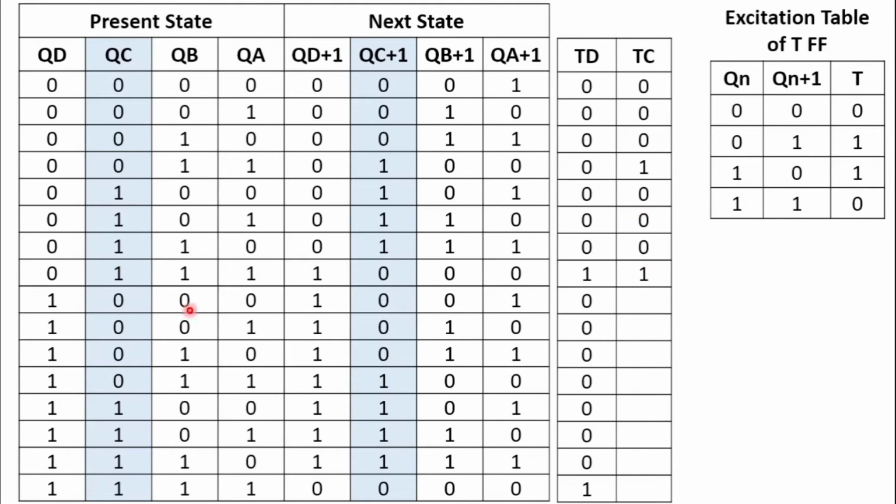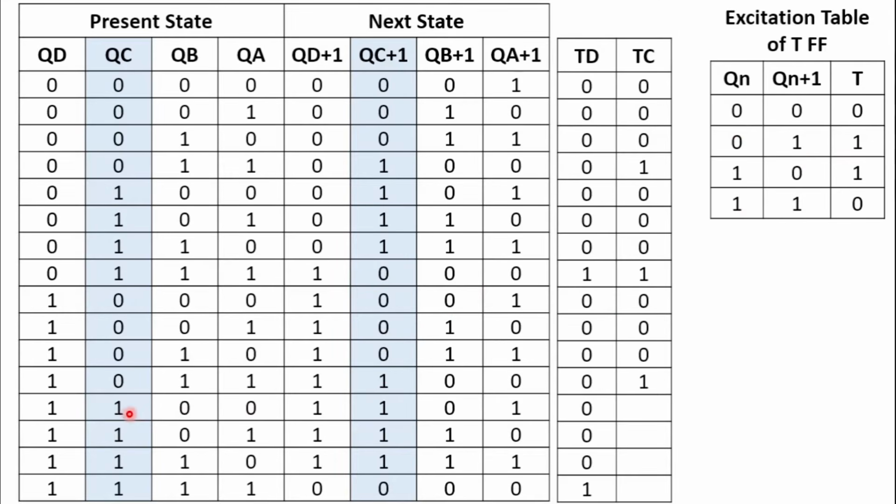In the next row, 0 is kept as it is, so TC is 0. 0 is kept as it is, so TC is 0. In the next row, present state is 0, next state is also 0, so value of TC is 0. In the next row, present state is 0 and next state is 1. That's why T is equal to 1, because for a 0 to 1 transition, T should be 1.